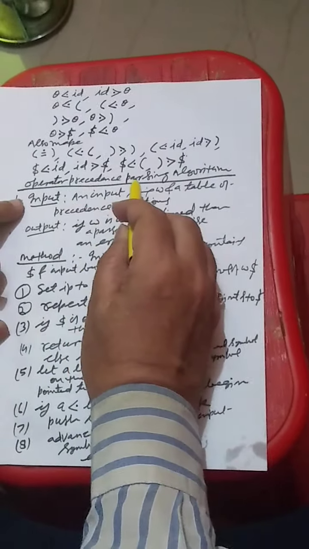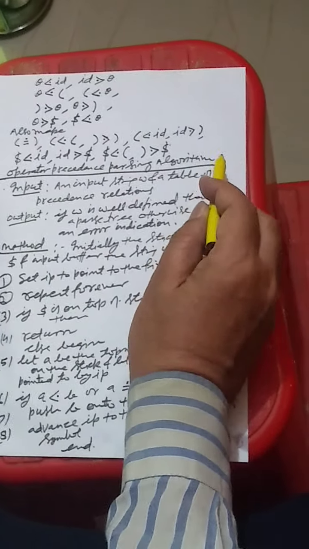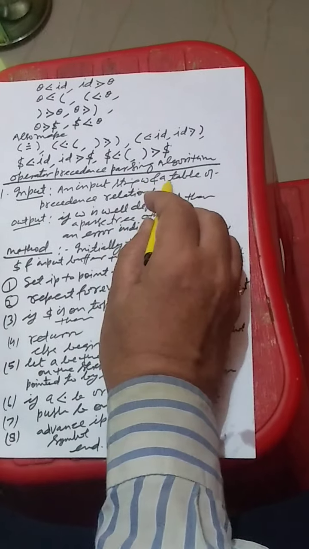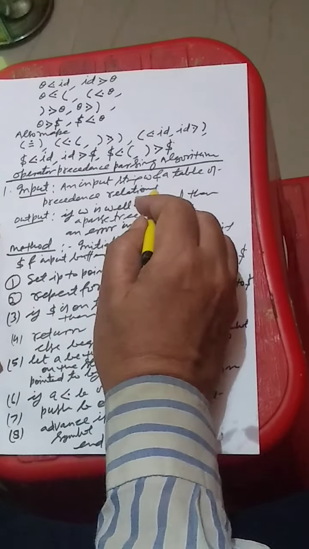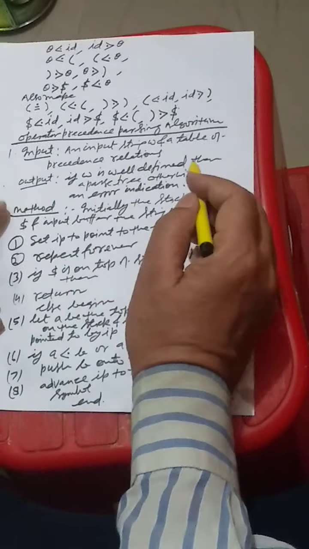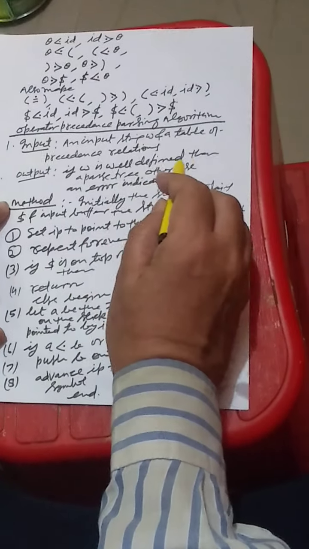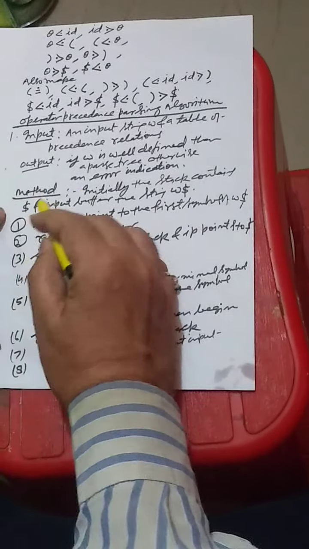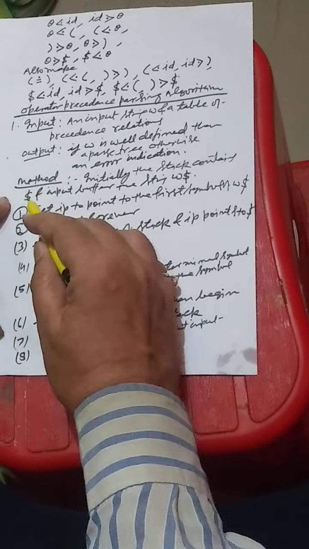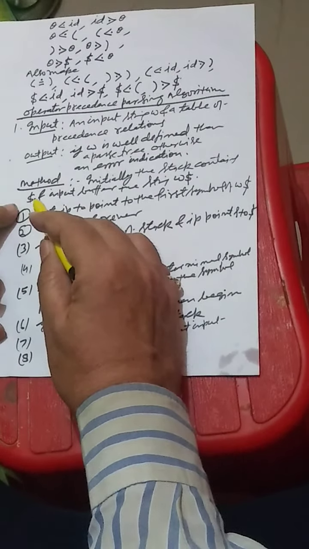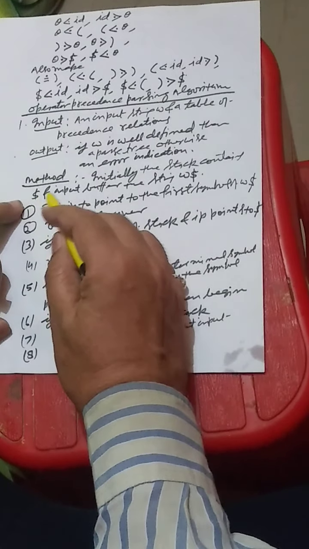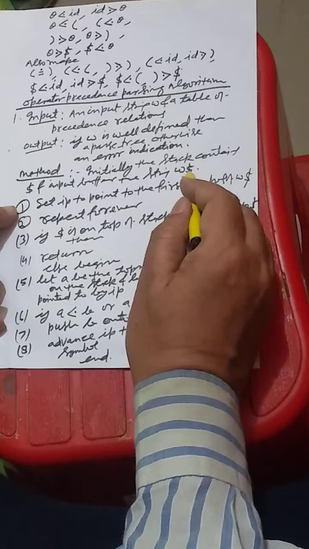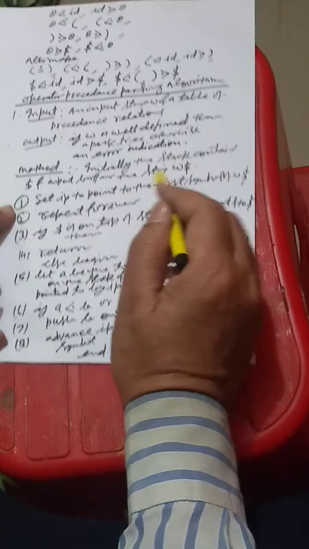Now, the operator precedence parsing algorithm. First is the input: an input string w and a table of precedence relations. This will be given. Output: if w is well formed, then a parse tree, otherwise an error indication. Method: initially the stack contains dollar, which denotes the end of the string, that is the empty string, and the input buffer holds the string w dollar.